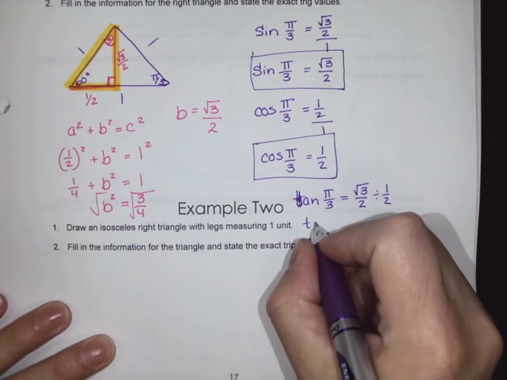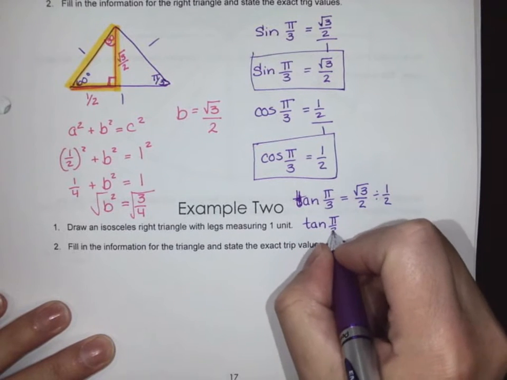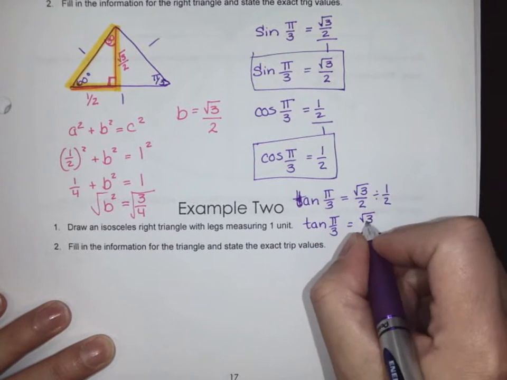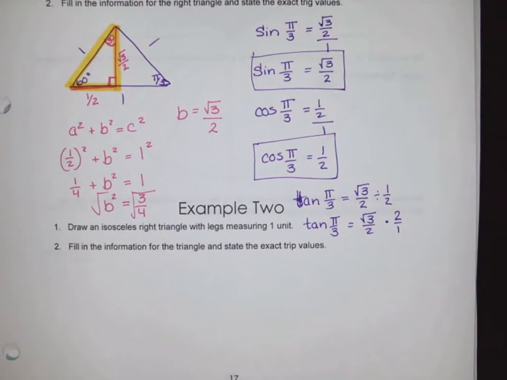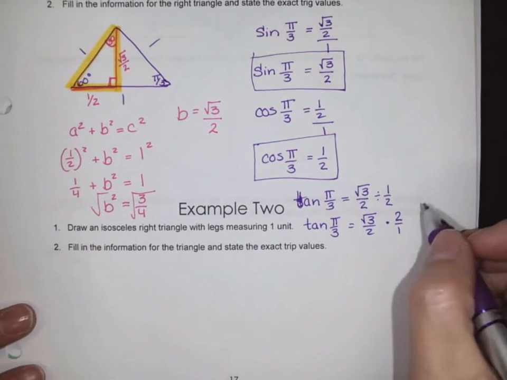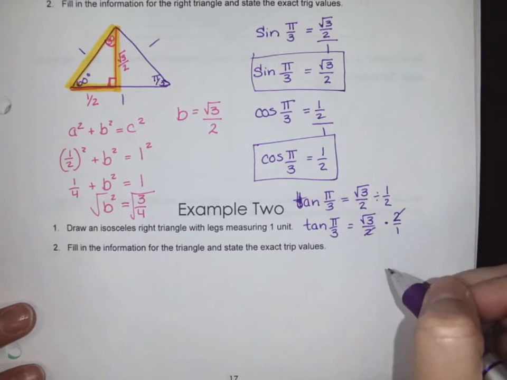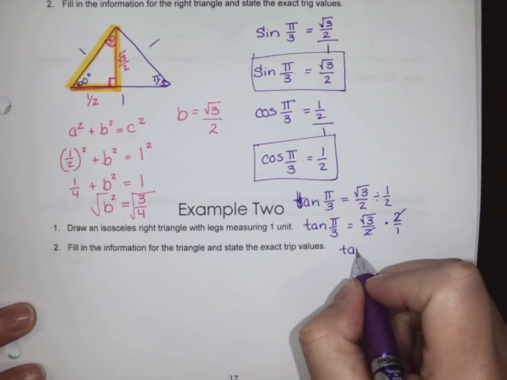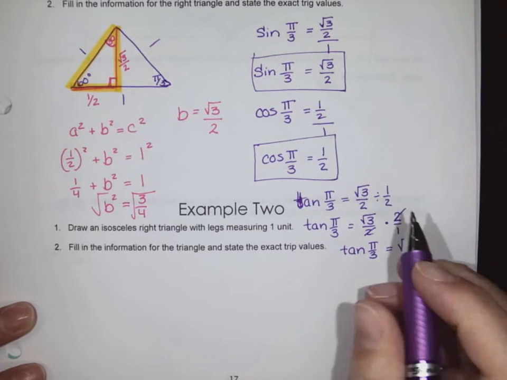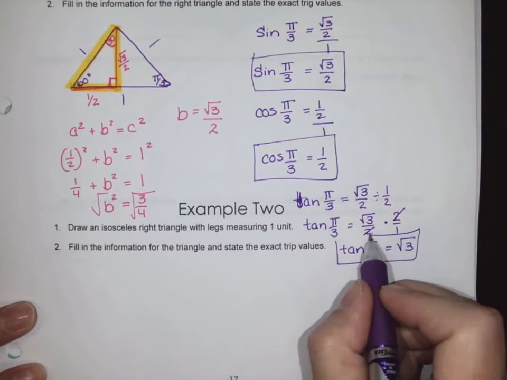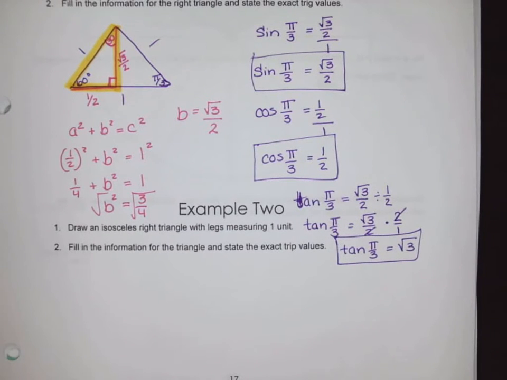So we're going to have tan pi over 3 is equal to root 3/2 times 2/1. So that will cancel that. So tan of pi over 3 is equal to root 3. That's so exciting.